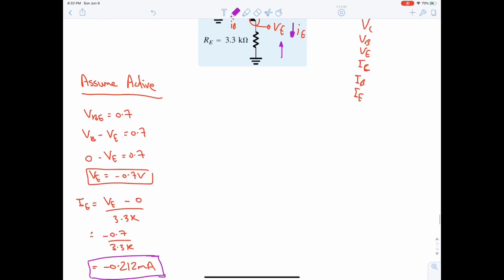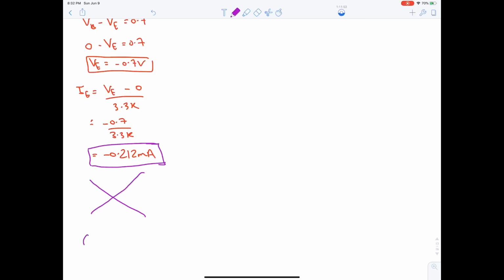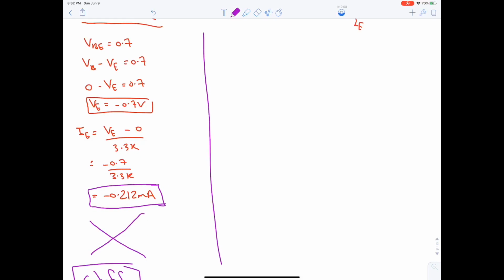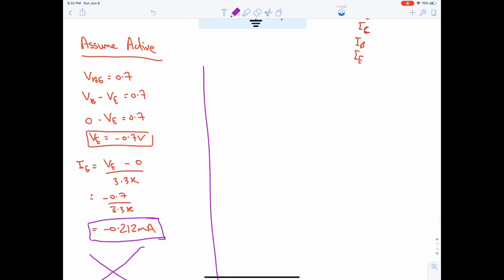Okay? So which region are we in? We are in the cutoff. Whenever you have a negative current, then we are in cutoff. So we have to repeat everything. Remember, usually you're given a question, just start normally. Assume active and start solving. If you get all the requirements with no negative current, the last step is to check. If the check is correct, then you are in active. If the check is wrong, then you are deep in saturation.